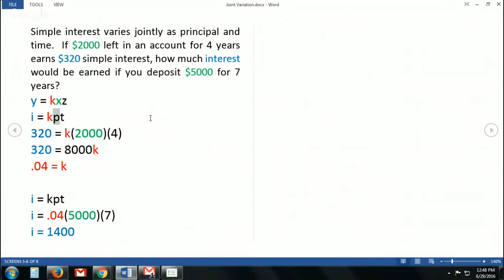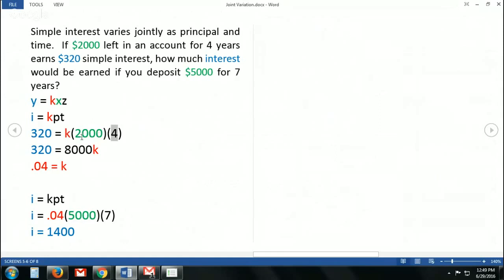T is time. Now, let's take the information we were given, $320, we'll put in for I, since that's the interest we earned. We don't yet know k. Our principal that we started with was $2,000. Let's substitute that in for P. And the time was 4 years. So in the place of time, let's put 4.